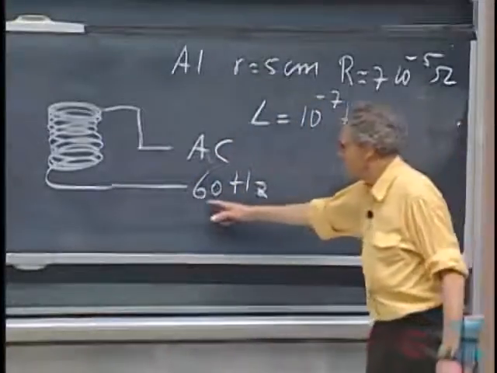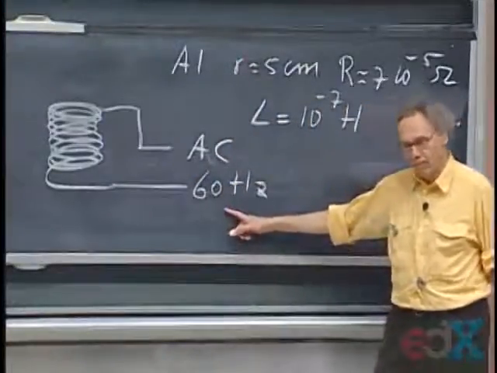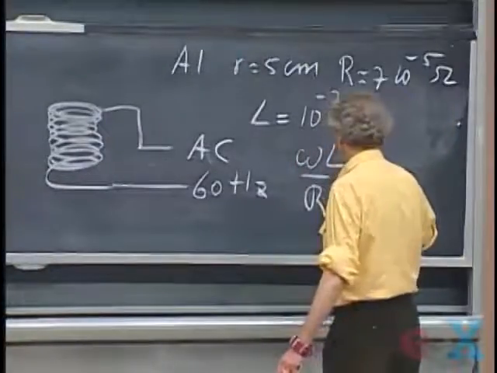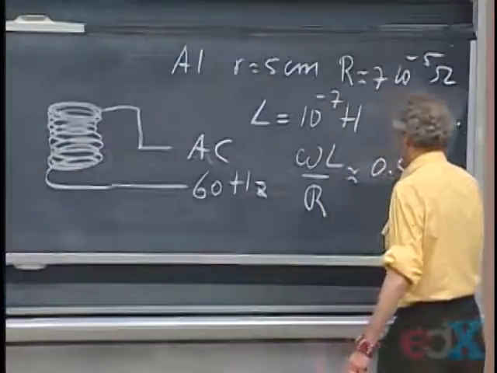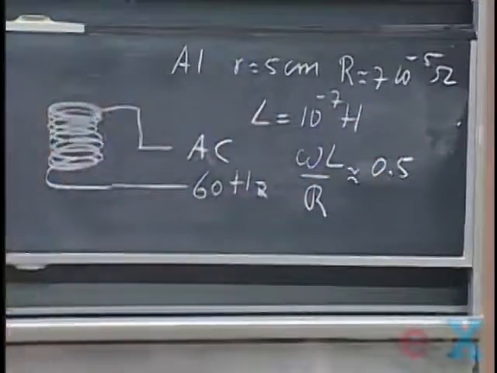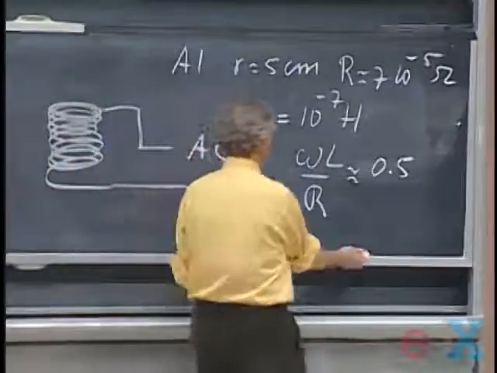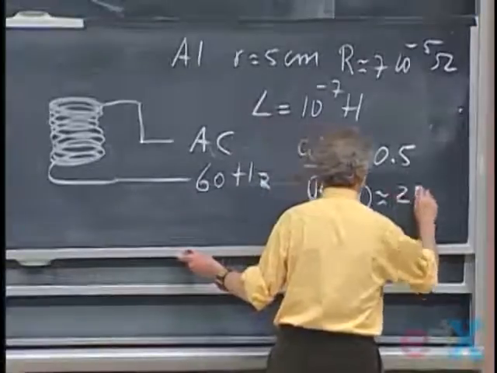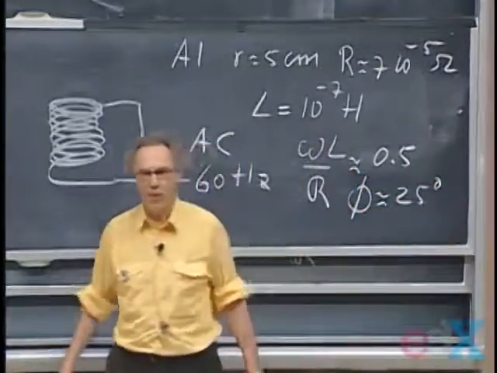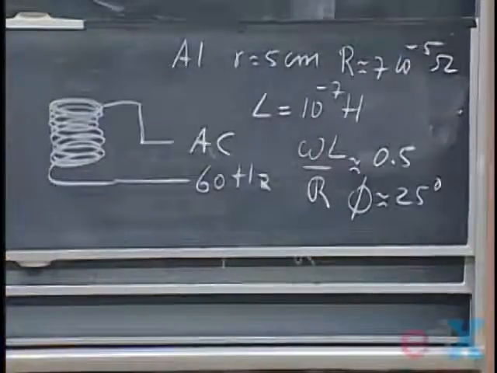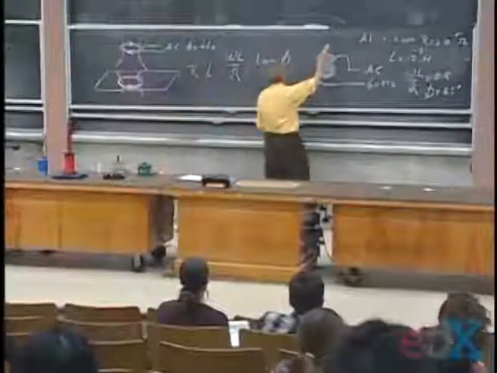I know what omega is, 360 roughly. And so I find that omega L over R for this ring is about 1/2, run at that frequency omega. And that gives me a phase angle phi of 25 degrees. And therefore, the ring is going to be repelled by the coil, and of course the coil is going to be repelled by the ring.